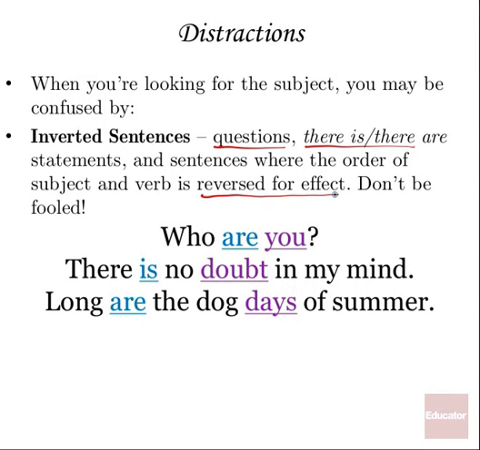So, who are you? You is the subject, are is the verb. You have to make sure that they agree. You can't say, who is you? There is no doubt in my mind. Doubt is the subject, and is the verb. You can't say, there are no doubt in my mind. Long are the dog days of summer. Days is the subject, it's plural, so you use the plural verb are, even though the order of the sentence is inverted for dramatic effect.